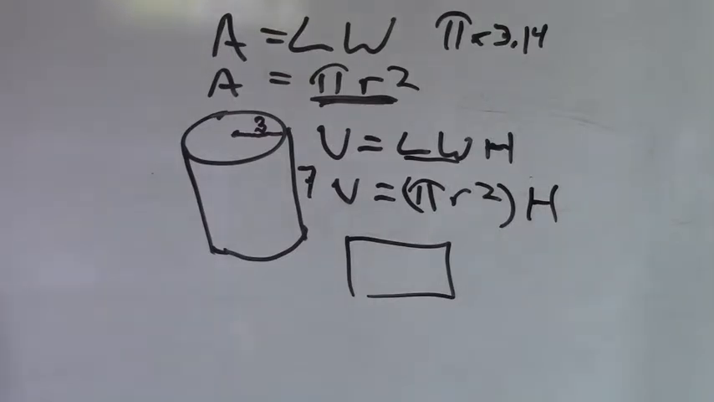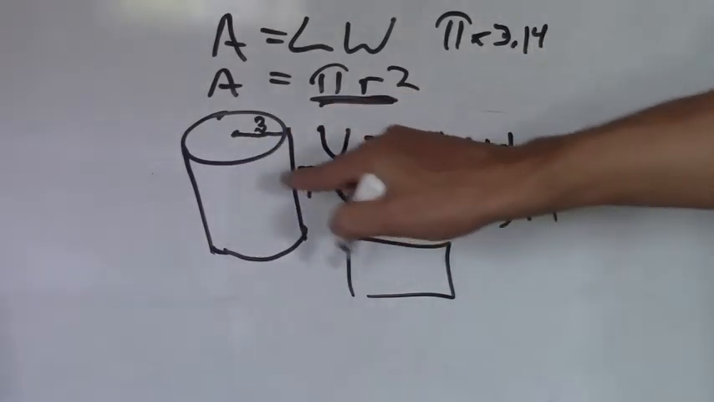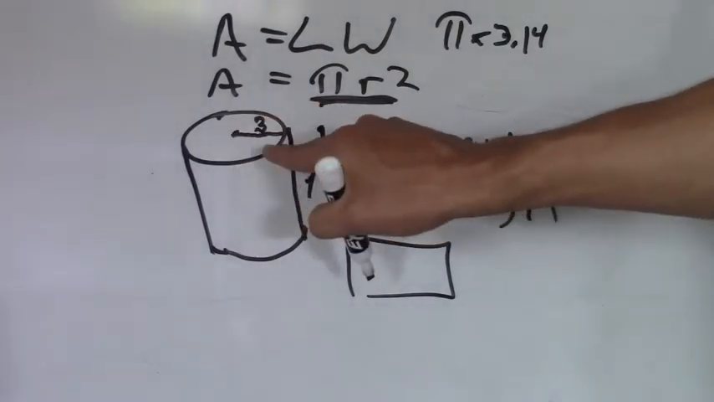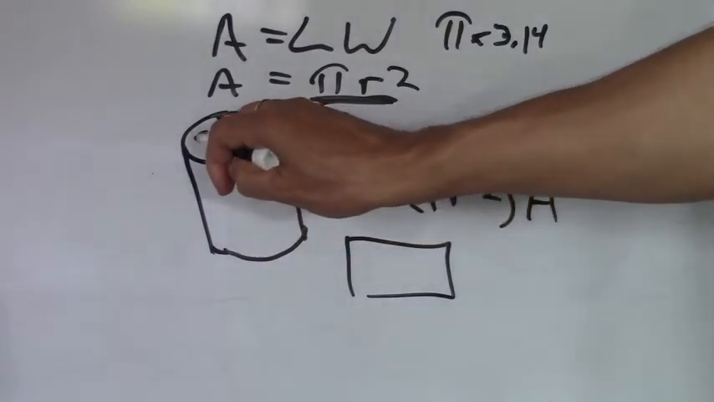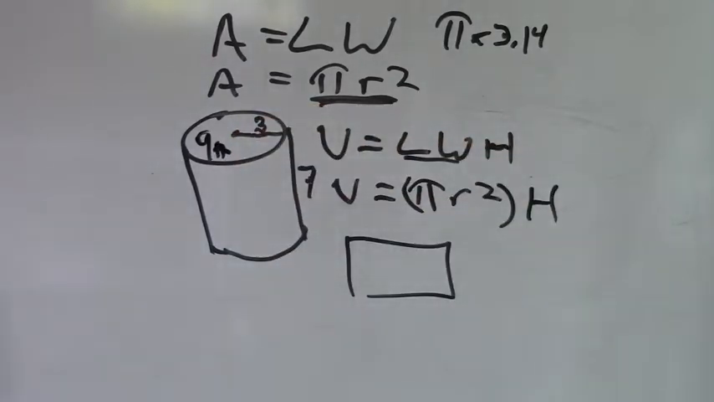Again, you're trying to make this hard. 3 times 3 is 9. So the area of this circle right here is going to be 9 pi. Well, then where do you get the other 3? What other 3? Oh, it's just squared. Ah, okay. Now, what's 9 pi times 7?